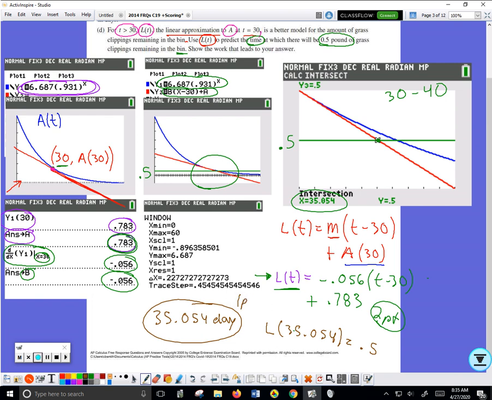That's a point for finding the answer. They do expect you to show on your paper, since you're using your calculator to do it, that you figured out when L is equal to 0.5. That's another point. So this entire problem was worth 4 points. 2 points for the equation for L, 1 point for finding the correct number of days when L is equal to 0.5, 1 point for remembering to tell the grader that you were finding when L was equal to 0.5.